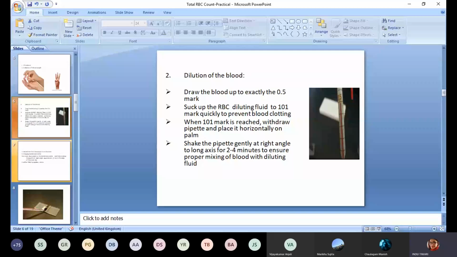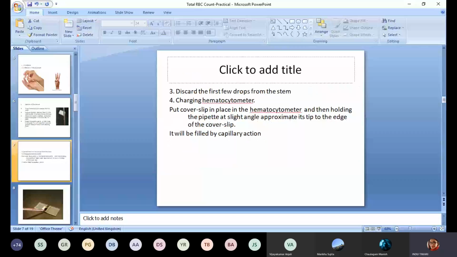So once it has been sucked up to the 101 mark, it should be removed from your mouth and placed flat on the palm of your hand, and then you should roll it gently so as to facilitate the proper mixing of the diluting fluid with the blood. Once you've done this for about 2 to 4 minutes, you can be sure that the RBC diluting fluid has been properly mixed with the blood, and then after that comes the process called the charging of the Neubauer's chamber.